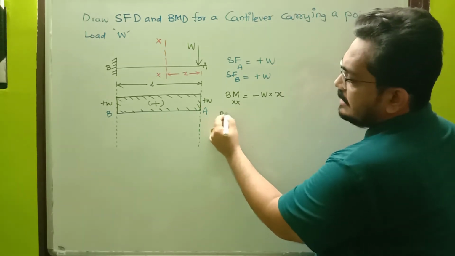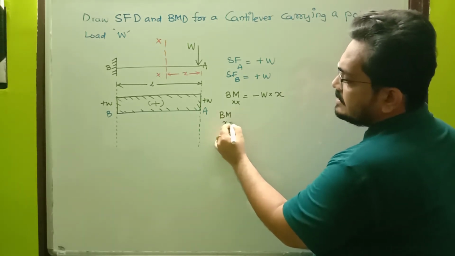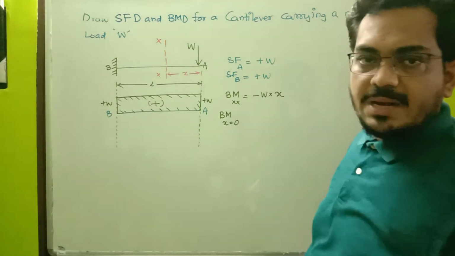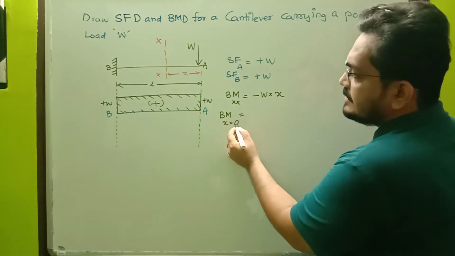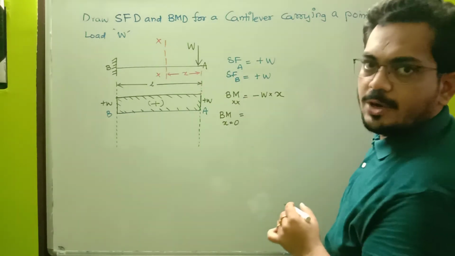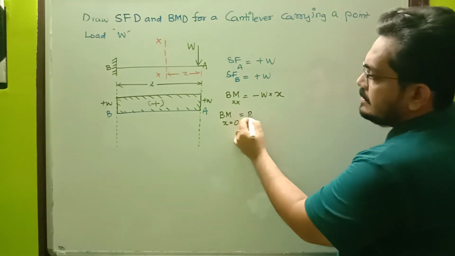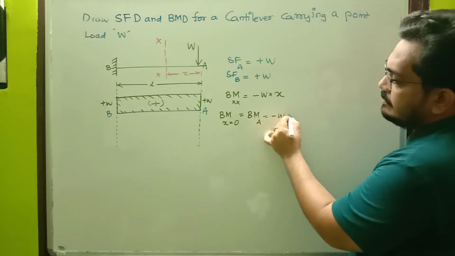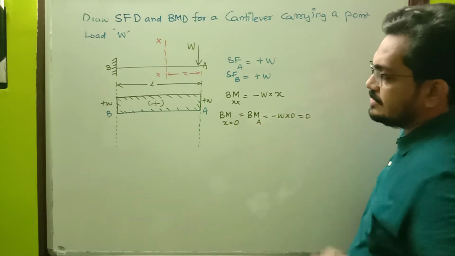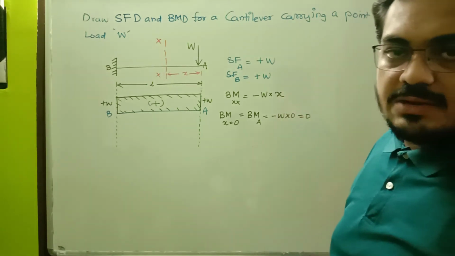Now I want to calculate bending moment at section X equal to 0. Bending moment at section X equal to 0 means it is exactly at point A. So bending moment at point A will be equal to minus W multiplied by 0, which is equal to 0.